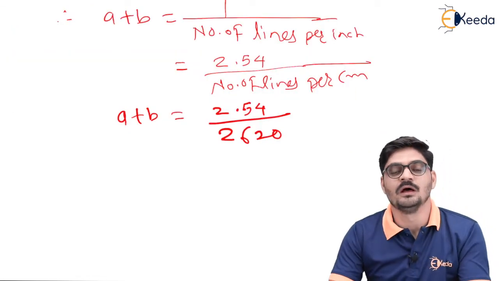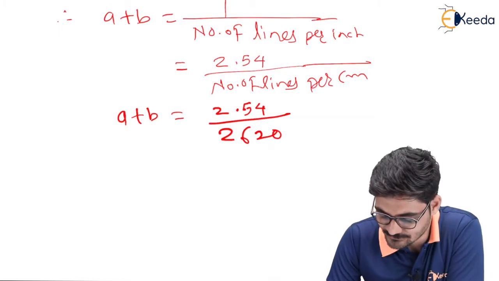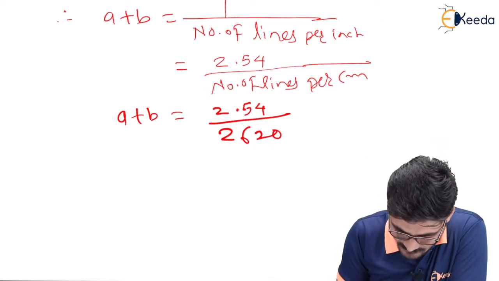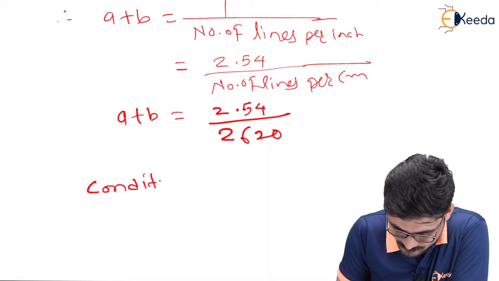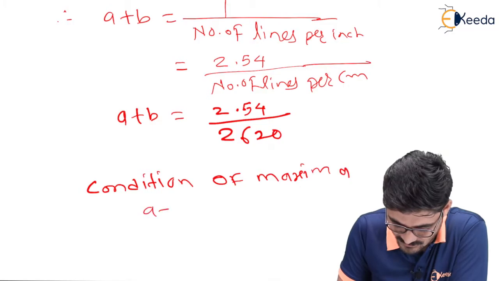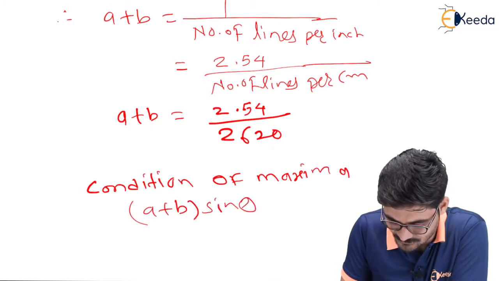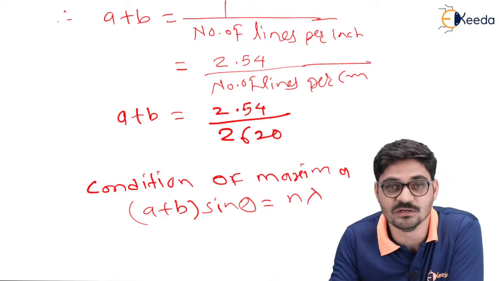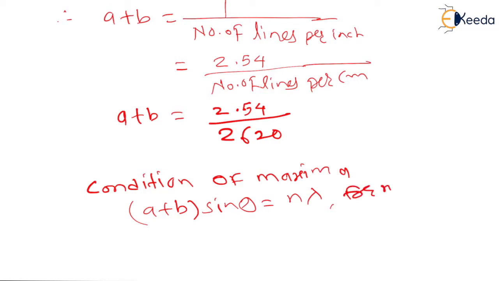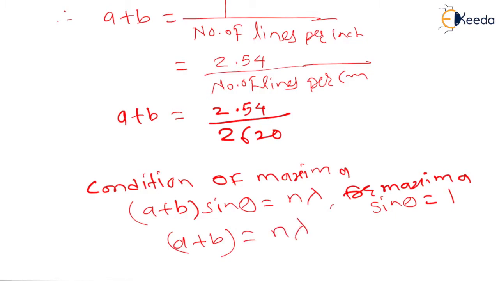And what is required? How many orders will be visible? For that we will be using the condition of maxima. The condition of maxima is a plus b into sin theta is equal to n lambda. In this we have to find n, how many orders are visible. Now for maximum, sin theta must be 1, right? So a plus b will be equal to n into lambda.